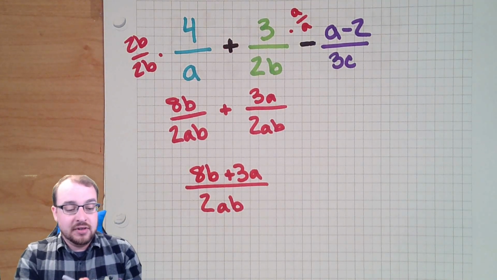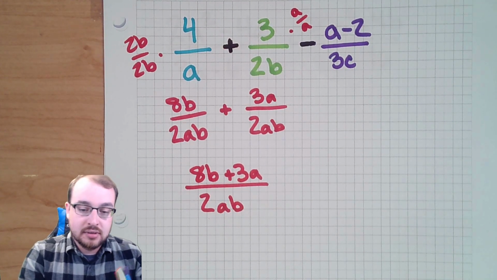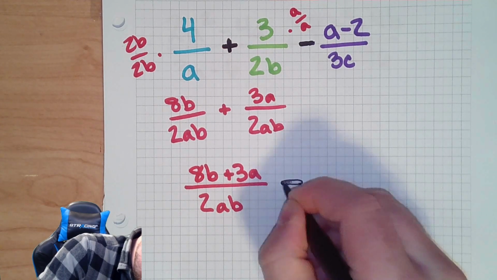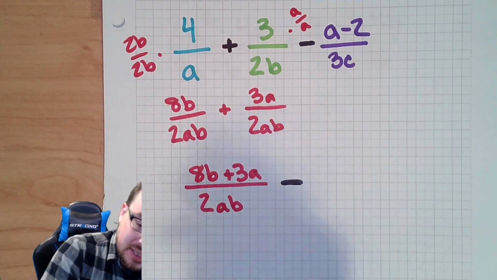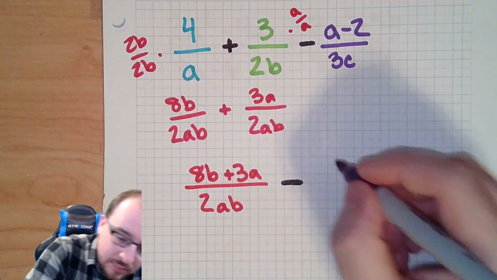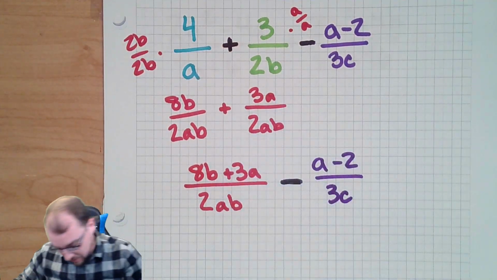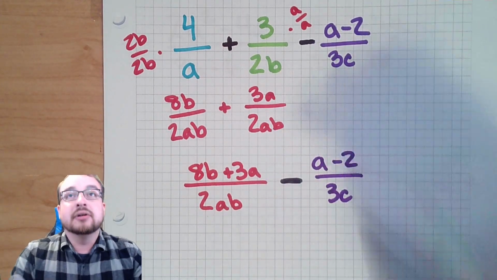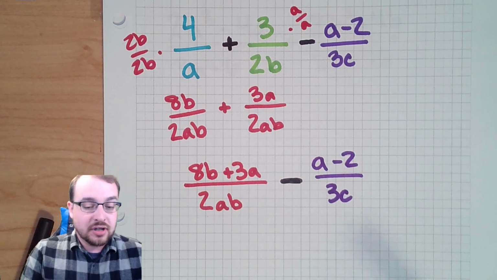Now I still have this minus a minus 2 over 3c here. Let me do a nice big subtraction sign. And there's a bunch of things we can learn from this last little bit. Just dropped my pen cap. A minus 2 all over 3c. All right, so there's two terms in the top here already, which is interesting. There are a bunch of ways to handle this. I'll show you one way.